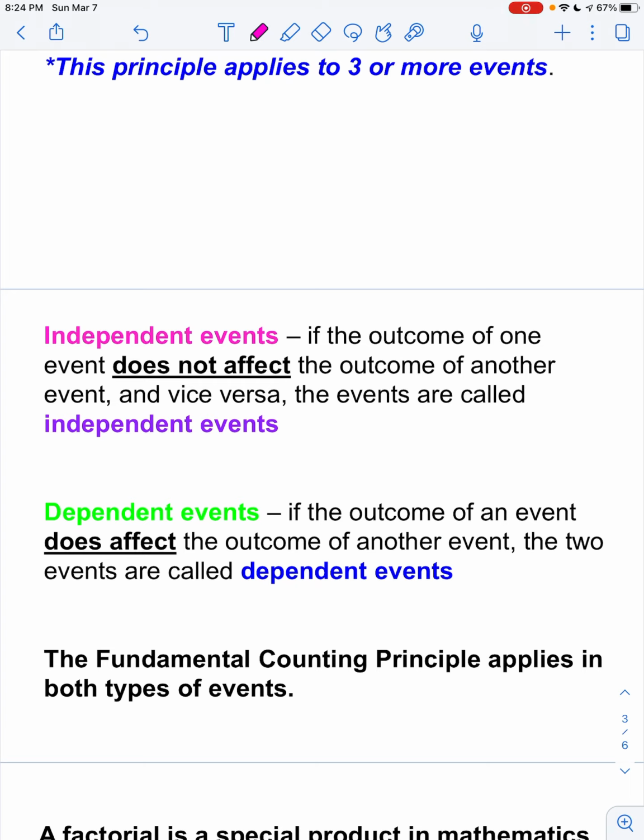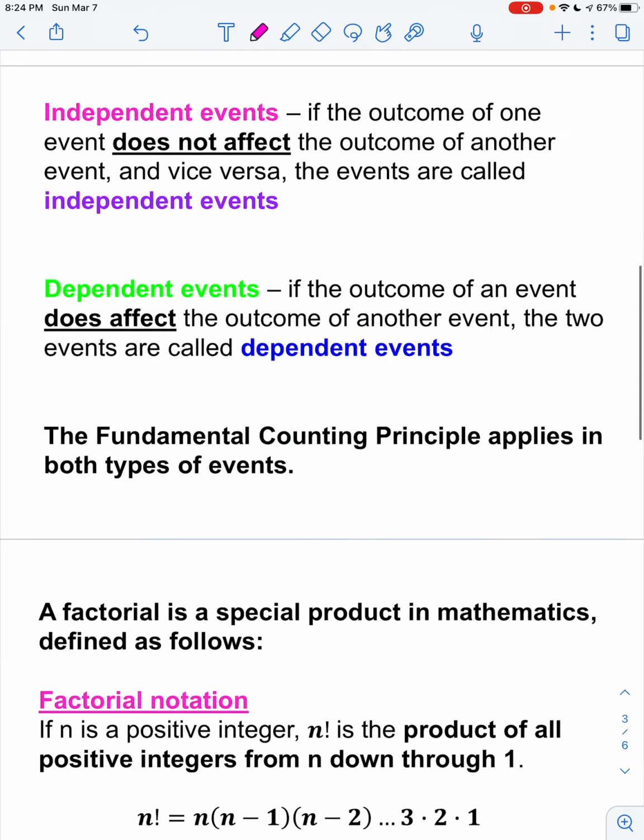But first I want to talk about independent events and dependent events, because the fundamental counting principle applies to both, but it affects how we know how many outcomes we're dealing with. So an independent event is when the outcome of one event does not affect the outcome of another event and vice versa. But with dependent events, the outcome of an event does affect the outcome of another event. That means they're dependent. And you're going to see, as I said, how this works out with some problems below.